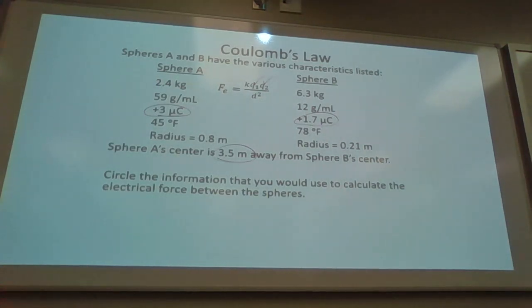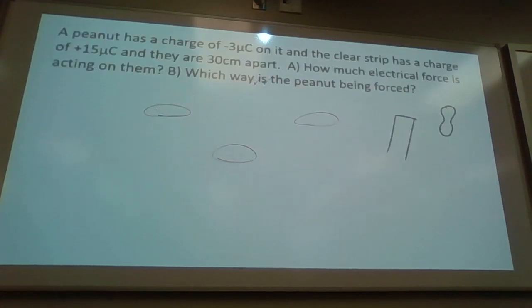Make sure you square that. Okay. k is a constant, 8.99 times 10 to the ninth. Regardless of what the scenario is, it's a constant. All right, so example problem.